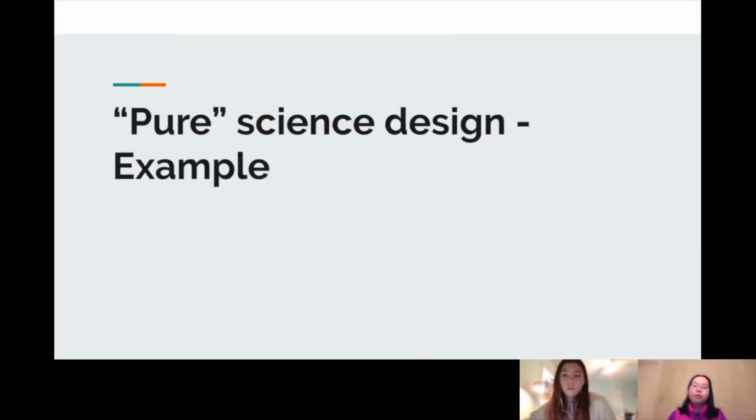So here's the example for pure science, and I will emphasize that these are examples, as in not all pure science projects are designed exactly the same way, but this example gives us a good idea of the common threads between the designs.